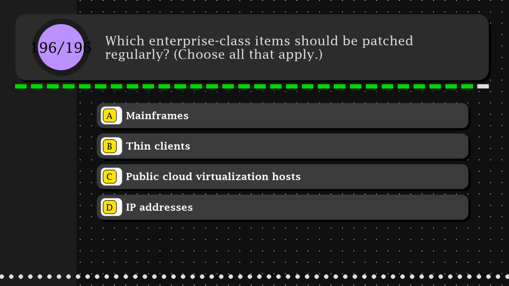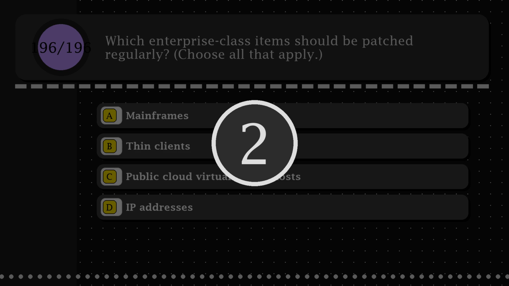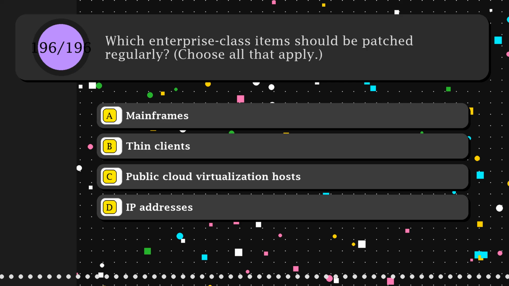Question 196. Which enterprise class items should be patched regularly? Choose all that apply. Option A. Mainframes. Option B. Thin clients. Option C. Public cloud virtualization hosts. Option D. IP addresses. The correct answer is option A, B.